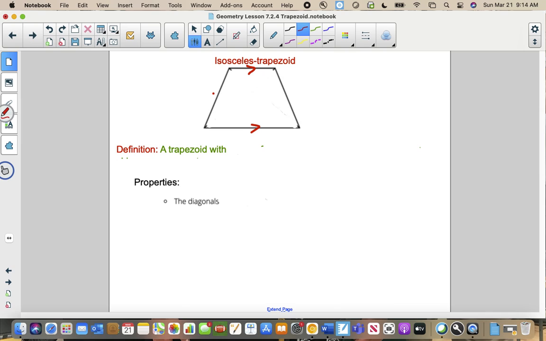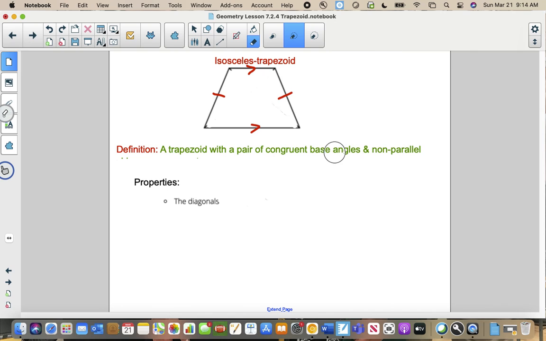Isosceles means two, and it's the non-parallel sides are the same. So the definition of an isosceles trapezoid will be with a pair of congruent base angles and non-parallel sides are congruent. So these angles are equal and these two base angles are equal, okay?